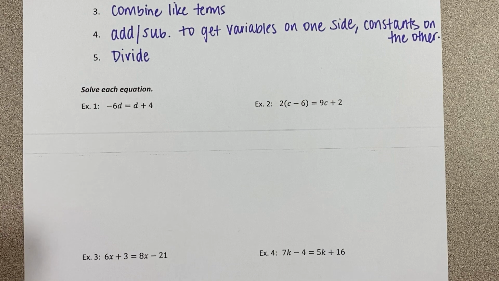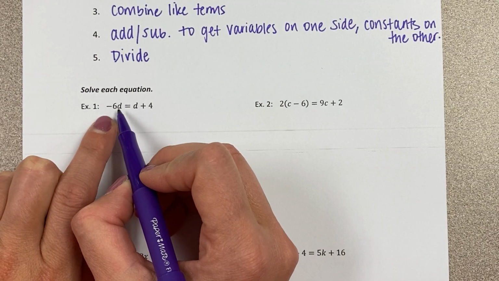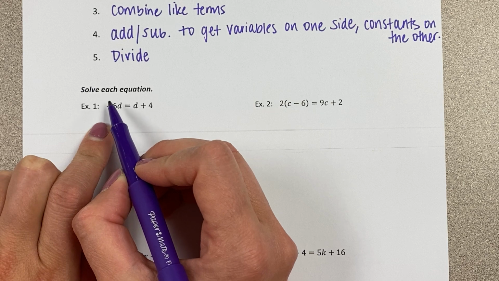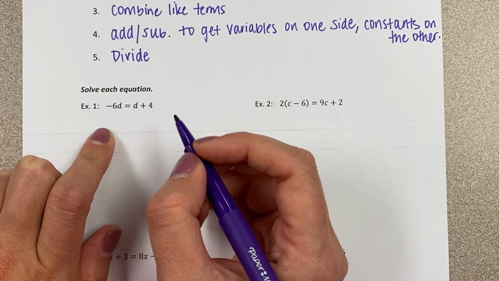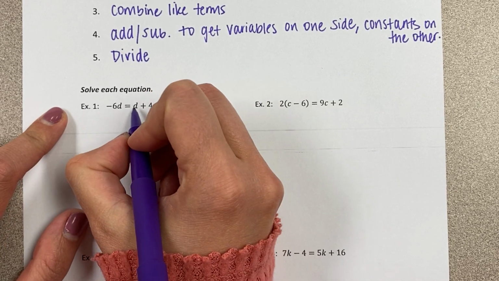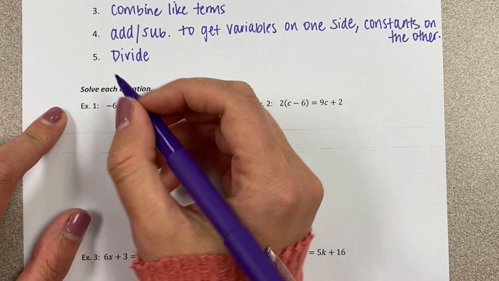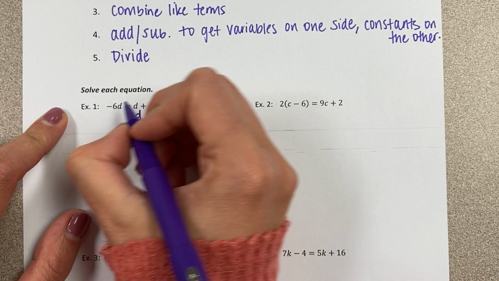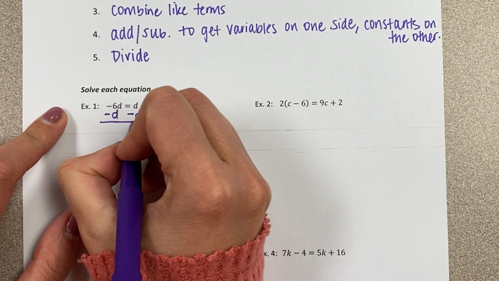So for the first one, we want to get the variables on one side. We already see that negative 6d is over here. So if we move that, we're going to be left with nothing over here. So we can't do that. So I'm going to take d and move it to the left side. Right now it's a positive d. We want to subtract it to bring it to the opposite side.